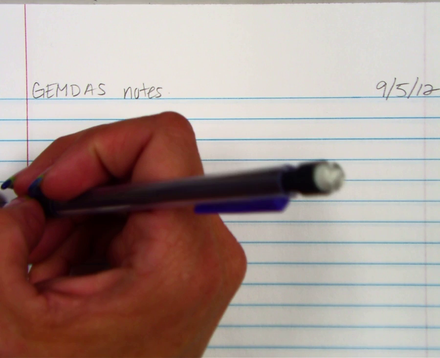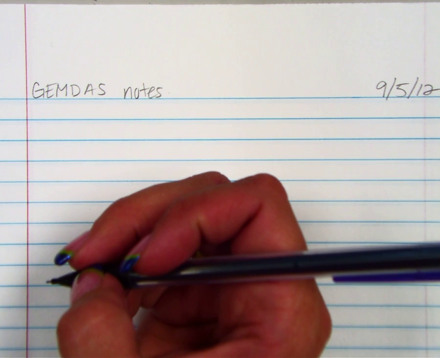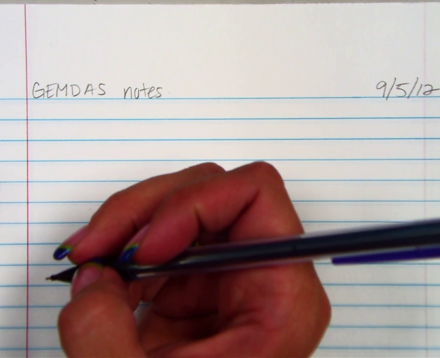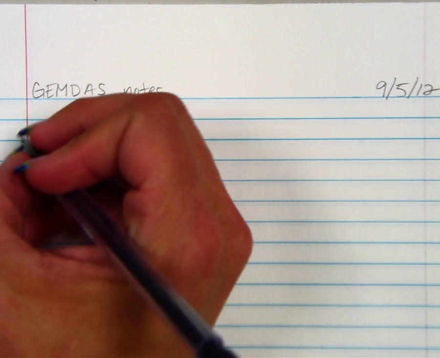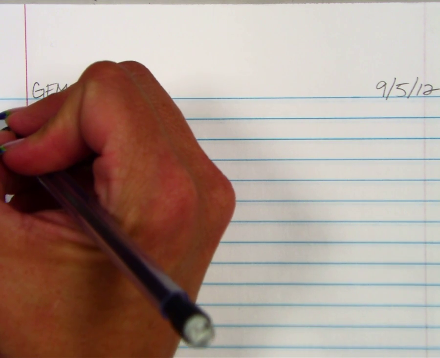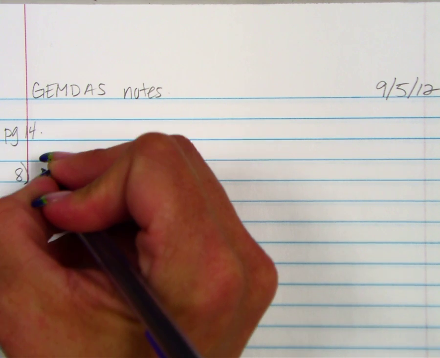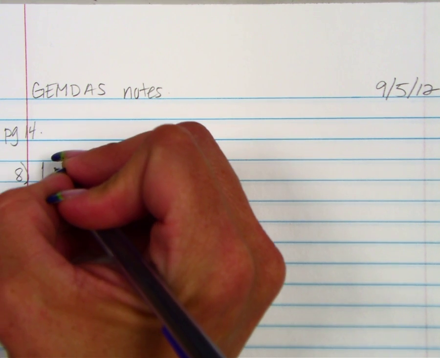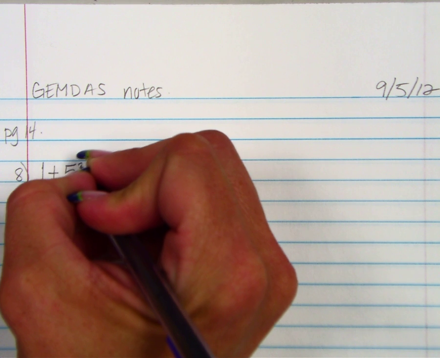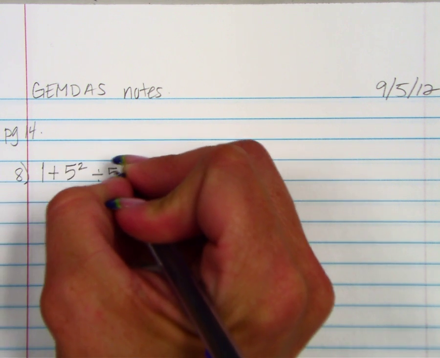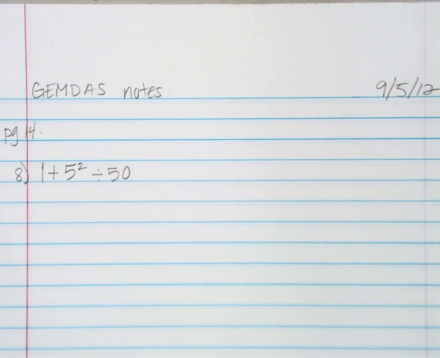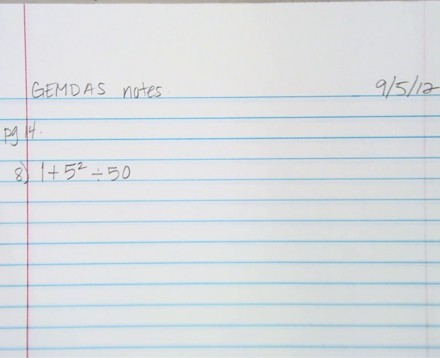Alright, and so everything that I write down, you want to write down. I want good steps. So I'm going to start with something easy. I'm doing some problems on page 14 from your textbook. So the first problem that I'm going to do is number 8 on that page, and the problem is 1 plus 5 squared divided by 50. And I want to walk through the steps of this problem with you.